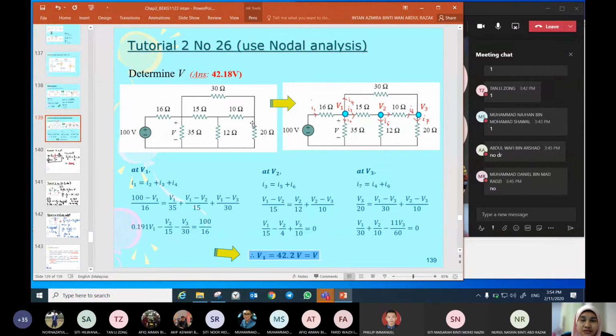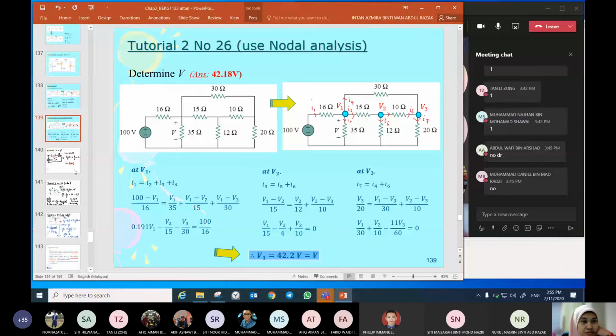Sometimes students are quite confused with nodal analysis, because you must be very careful. If you make a mistake on minus, positive, plus, minus here, then your final answer will be wrong. So nodal analysis is interesting, but you must be very, very careful. You should also key in your numbers in the calculator very carefully.